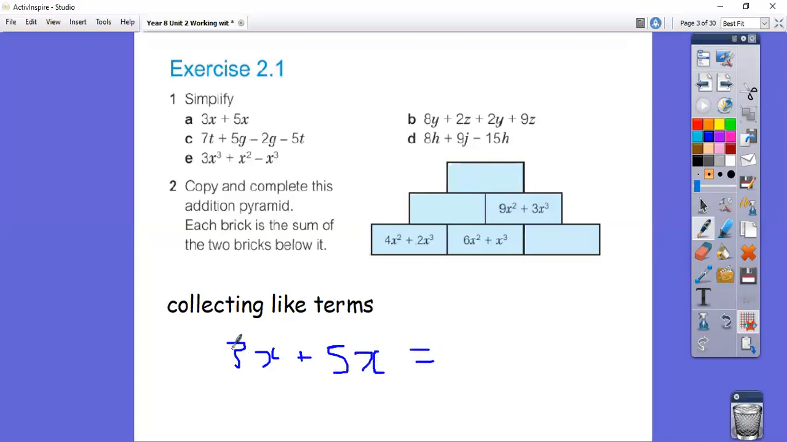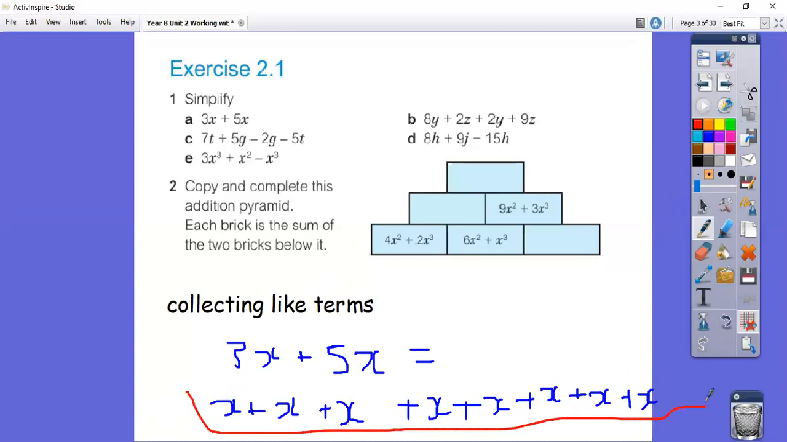Well, 3x is basically saying x plus x plus x. And 5x would be the same as saying x plus x plus x plus x plus x. So altogether, 3x plus an additional 5x, how many x's altogether? That's 8x. So 3x plus 5x will give you 8x.